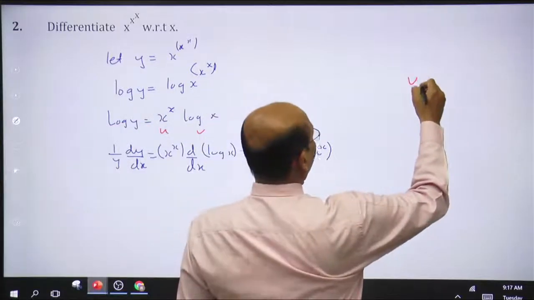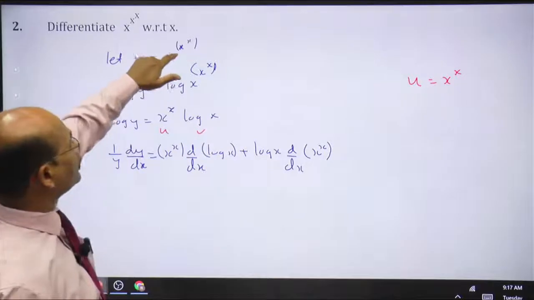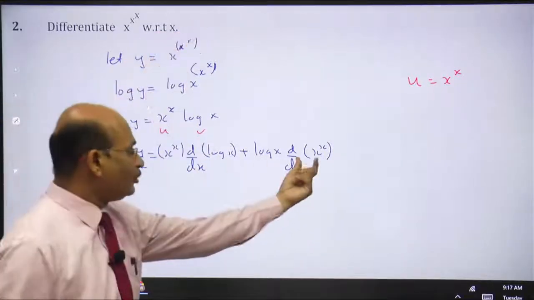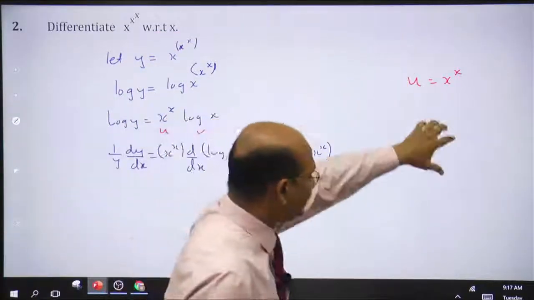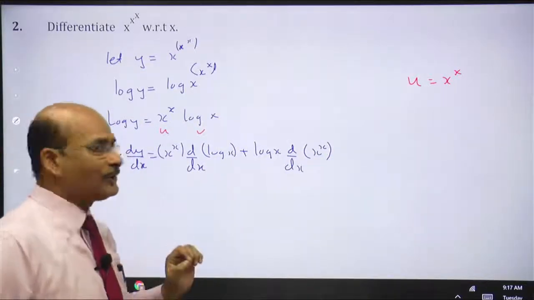You can say let u be equal to x raised to x. Don't confuse, I said y is equal to x raised to x raised to x. But as I need to find the derivative of this, I will find the derivative separately and place it here. It is as simple as that. I hope you got this pretty clear.